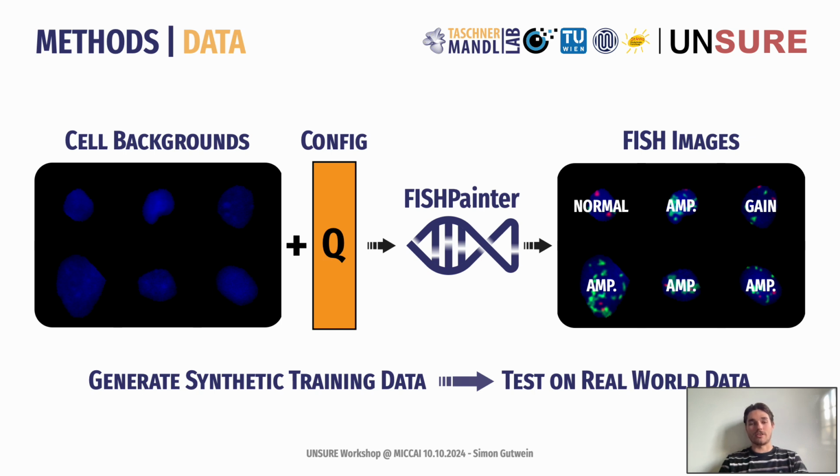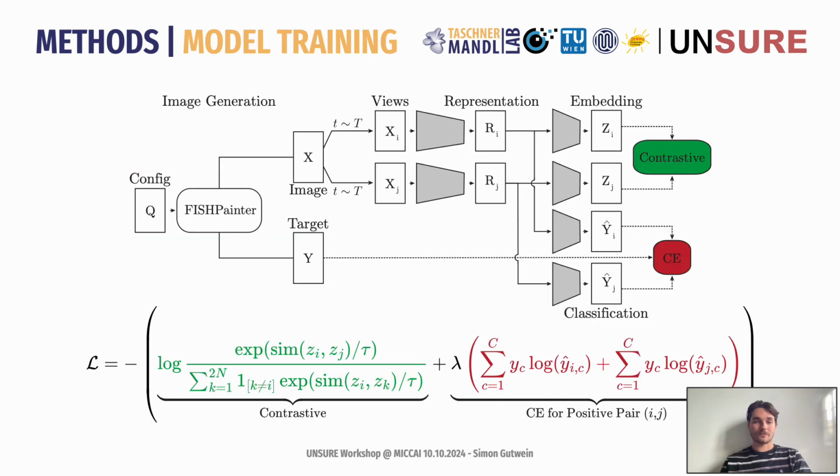Due to the scarcity of annotated data, we generated synthetic data that allows us to densely populate the image space with both clear and ambiguous cases. We developed a tool called FISH Painter, which takes a cell nucleus as input and generates a FISH image based on a user-defined configuration. The goal was to train our model on synthetic data and test it on real-world data.